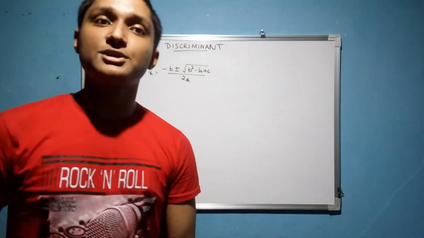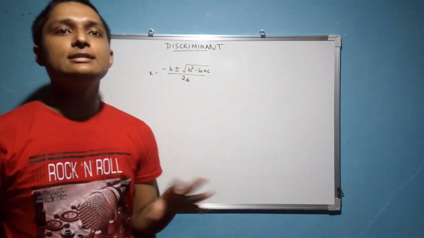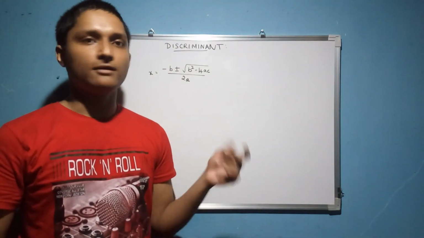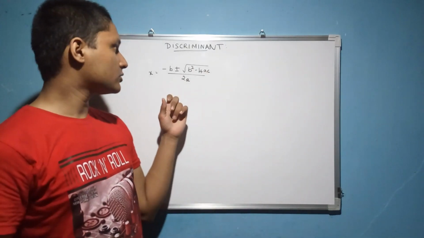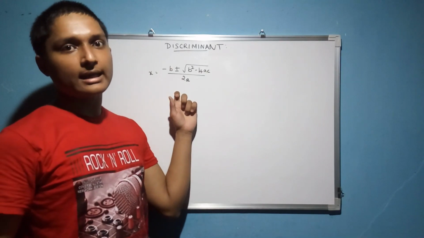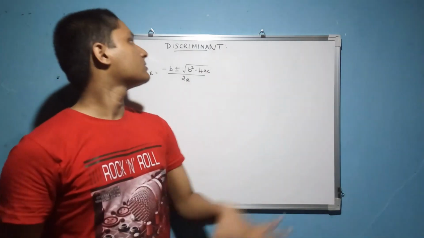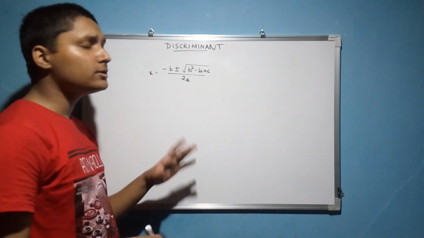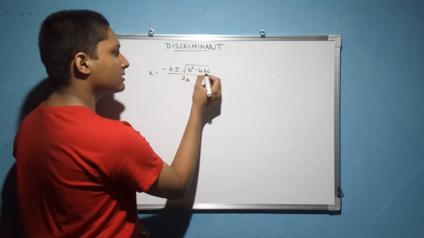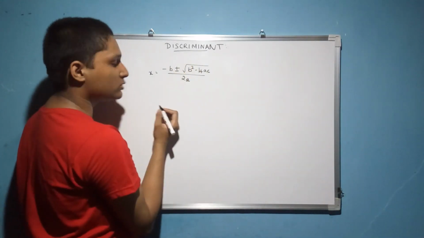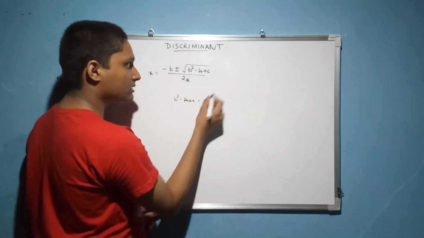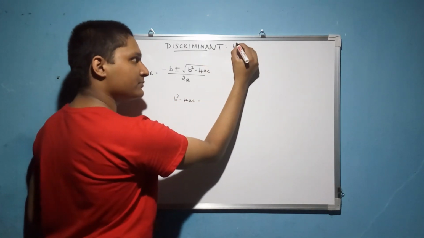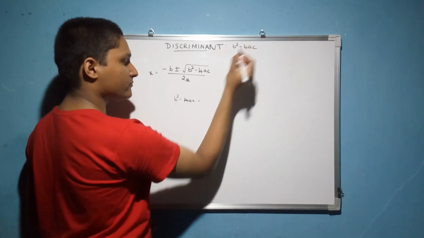Okay, now we are going to learn what a discriminant is. The discriminant tells you whether the roots of a given quadratic equation are going to be real or not. Based on the quadratic formula, I can choose one part as the discriminant. What becomes the discriminant is the thing that is inside the root, that is b square minus 4ac. So I'll write the discriminant as b square minus 4ac.